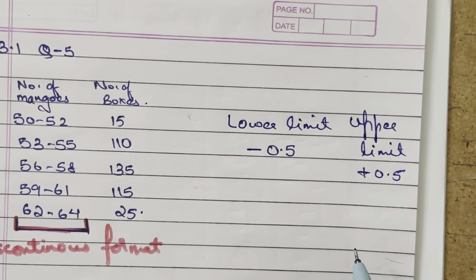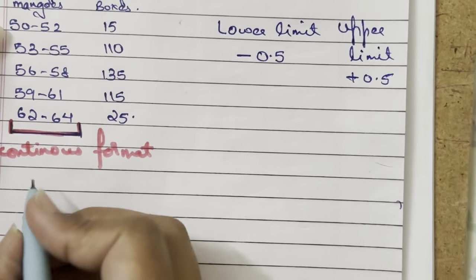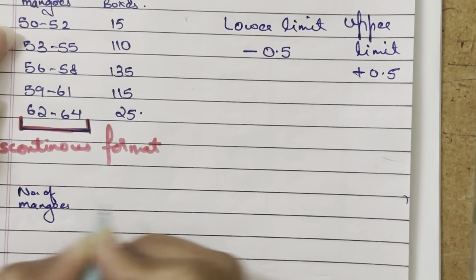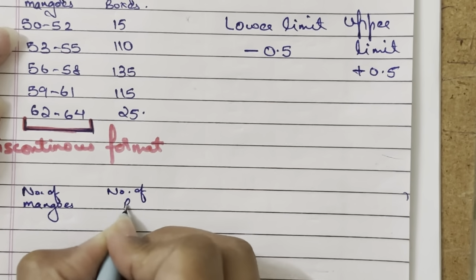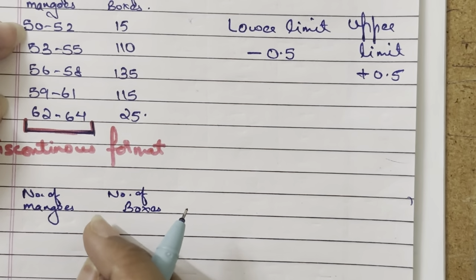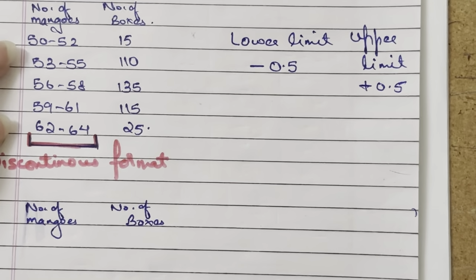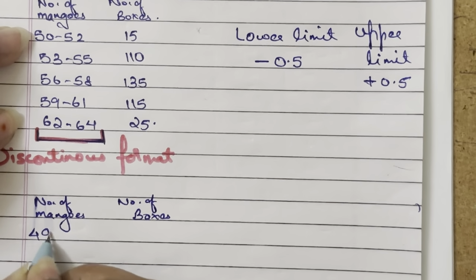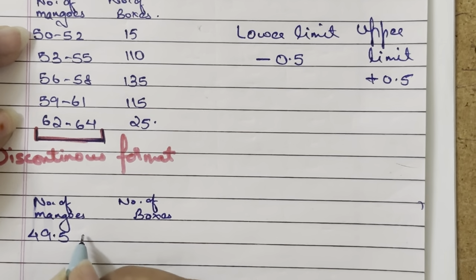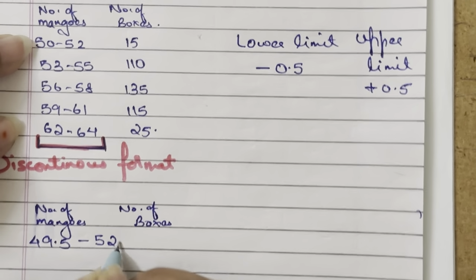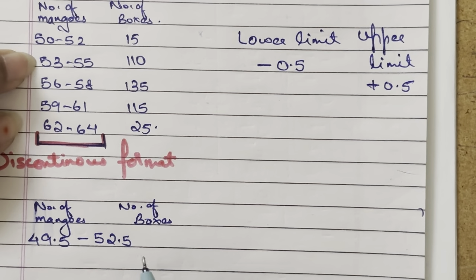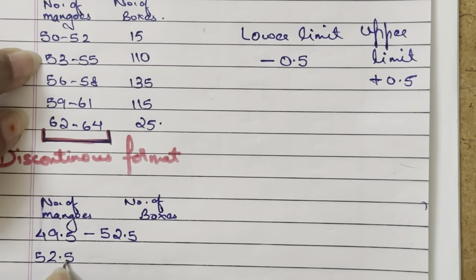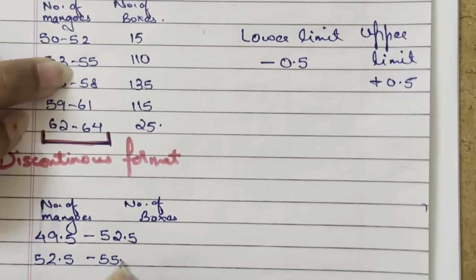So that is going to happen for each class. For this, it can be rewritten as, so I'll write number of mangoes here again, and I have number of boxes. But when I reduce, all of them will reduce by 0.5. So when I reduce 0.5, 40 becomes 49.5. Then here I'm adding, so it becomes 52.5. Likewise, for 53, reducing means it will go down to 52.5, and this will become 55.5.